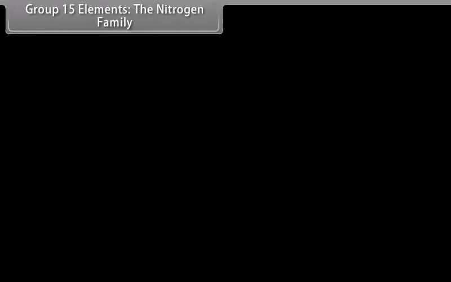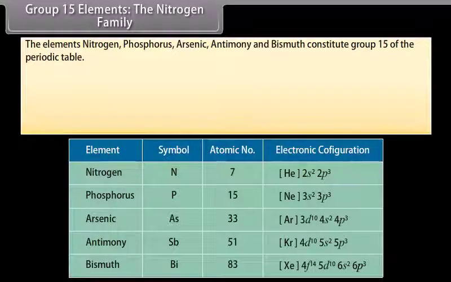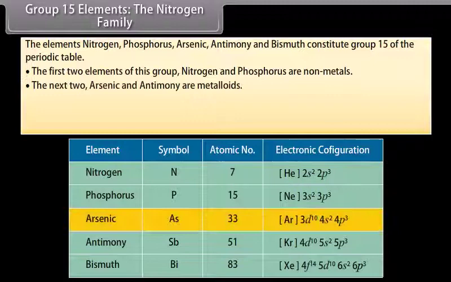Group 15 elements, the nitrogen family. The elements nitrogen, phosphorus, arsenic, antimony and bismuth constitute group 15 of the periodic table. The first two elements of this group, nitrogen and phosphorus, are non-metals. The next two, arsenic and antimony, are metalloids. The last element, bismuth, is a metal.